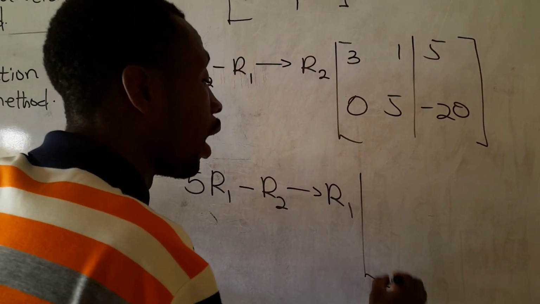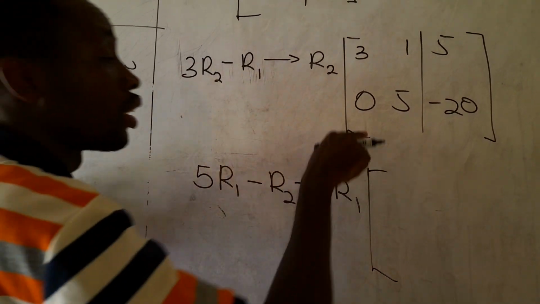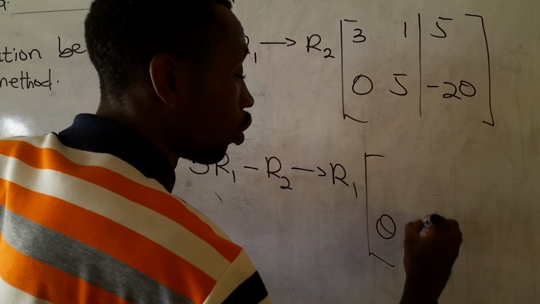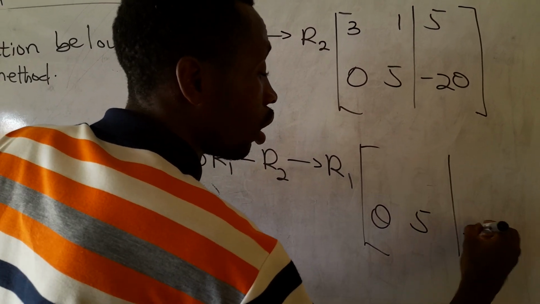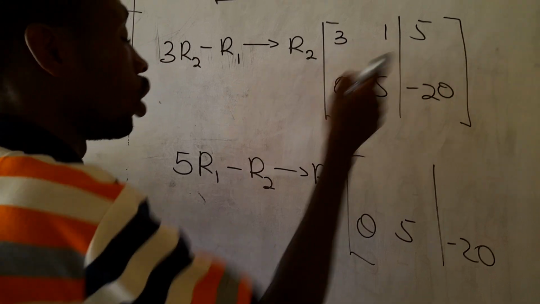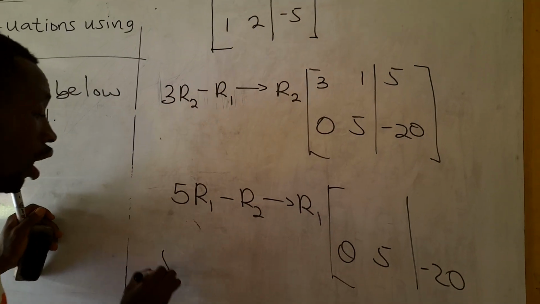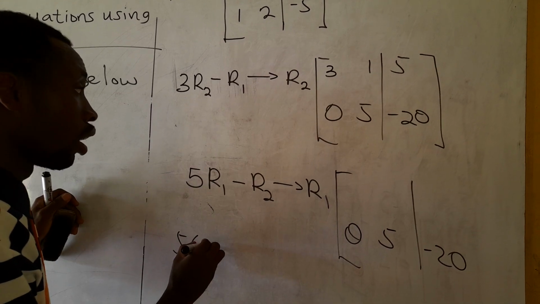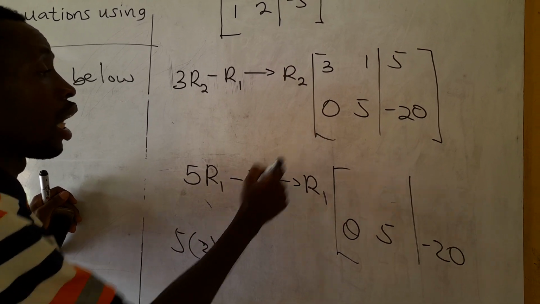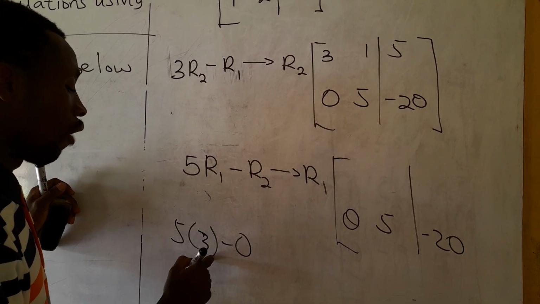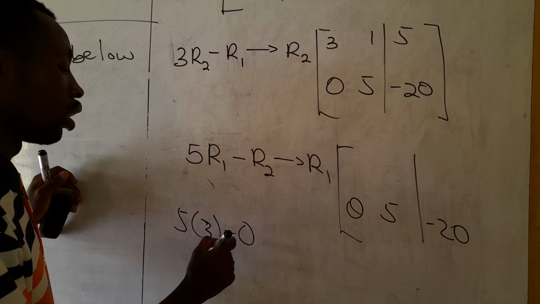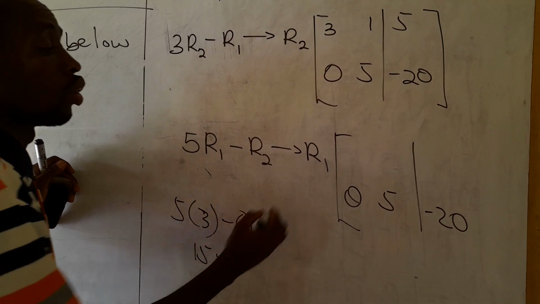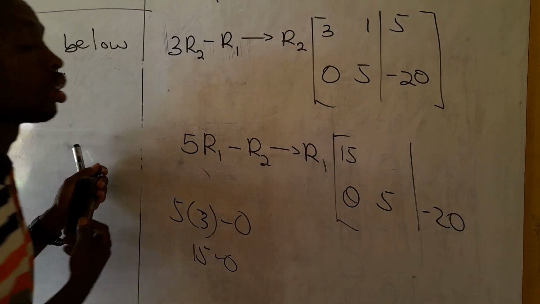So the second column will not be affected, right? 0, 5, negative 20. Only this will be affected. So we have 5 times R1, which here is 3, minus our R2 there, which is 0. 5 times 3 is 15. 15 minus 0 will be 15.